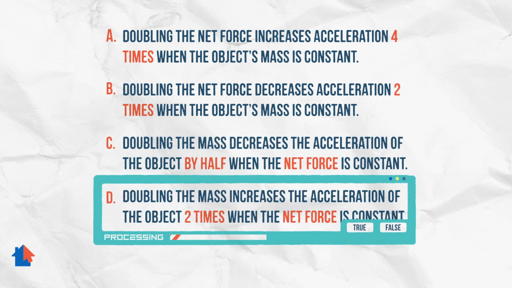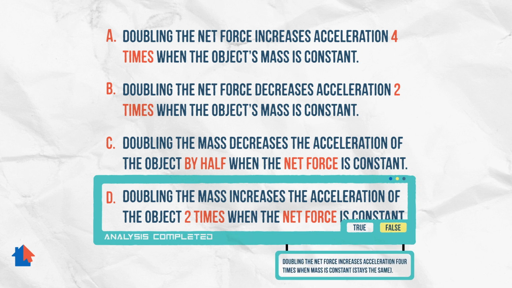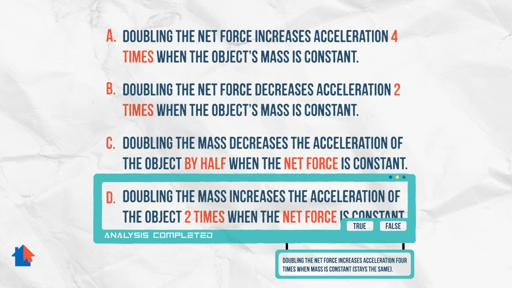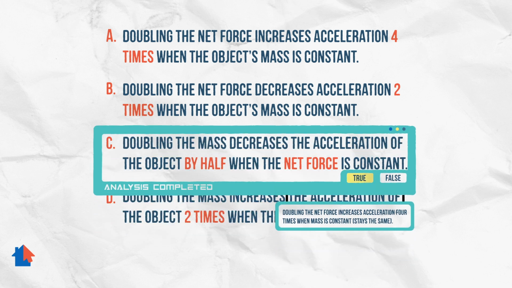D says that doubling the mass increases acceleration of the object by 2 times when net force is constant. This is false. When the mass doubles and the net force stays the same, the acceleration decreases. C is the best answer. To answer this question, we interpreted the information. We read the text, looked at the table, read the headings, noticed the variables, and found a pattern.